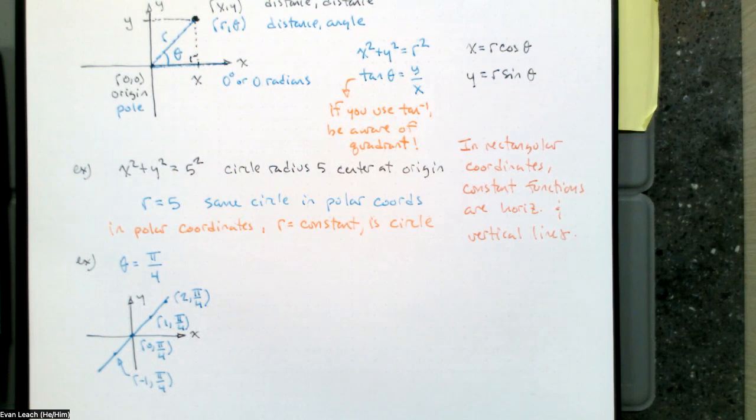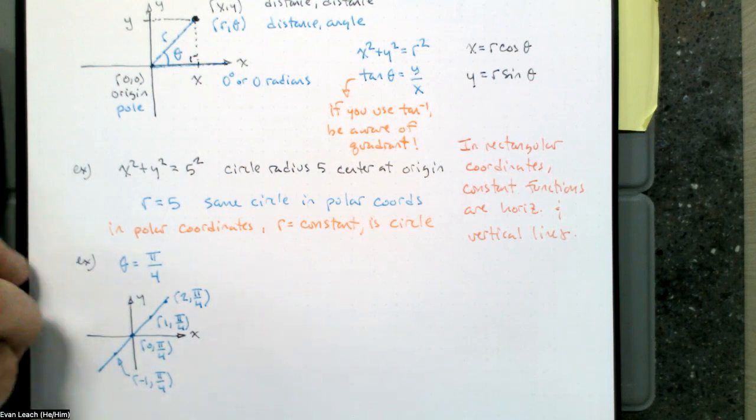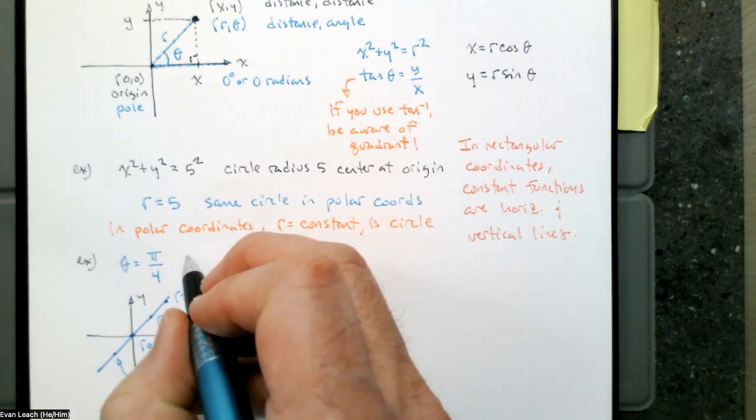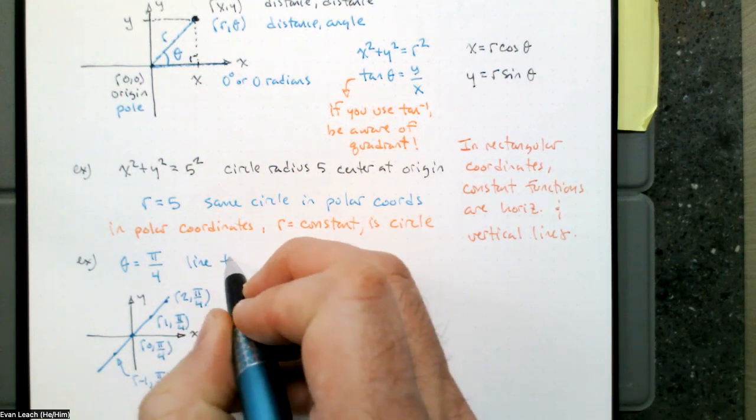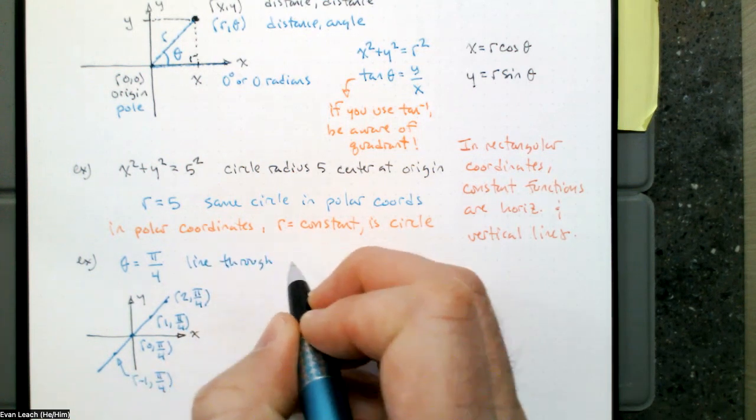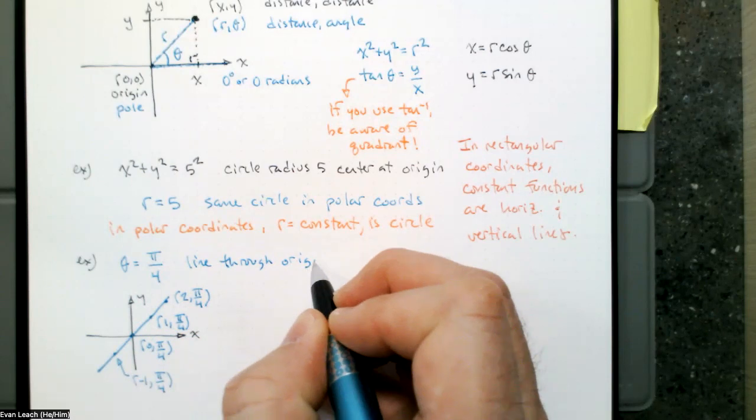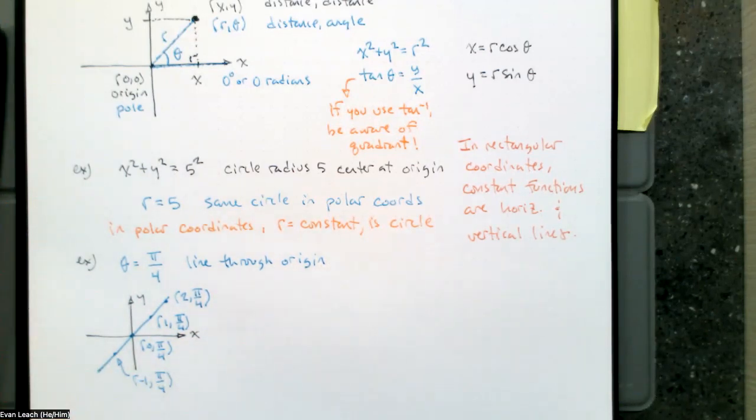So here at theta equals pi over 4, we're getting a line through the origin with a slope of 1. We're getting a line, specifically a line through the origin, because of the radius of 0 thing.